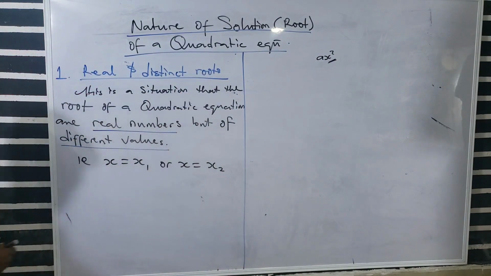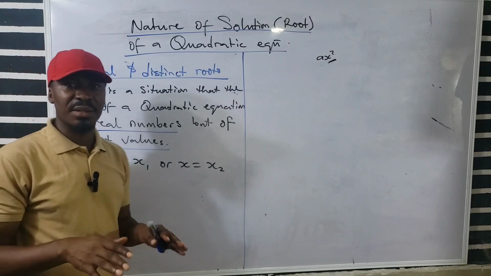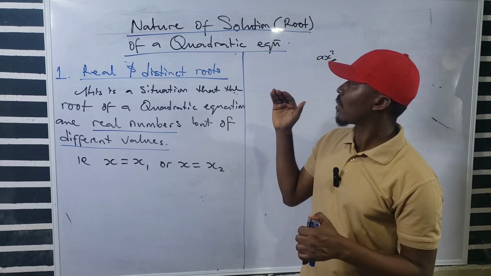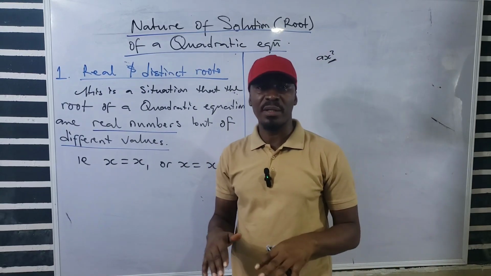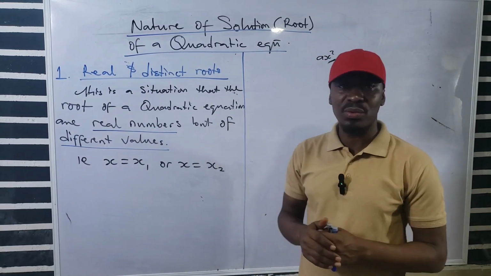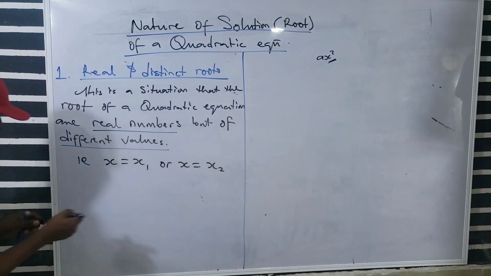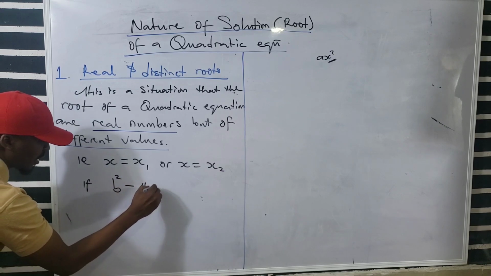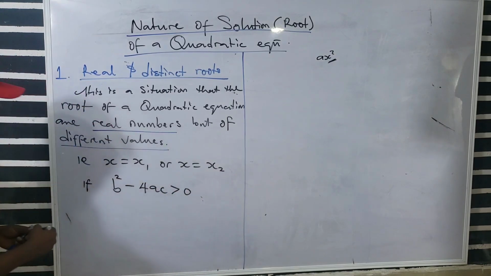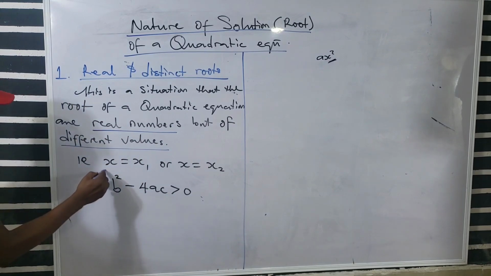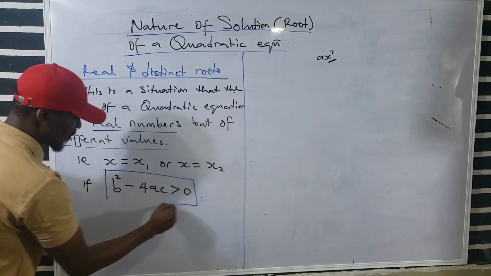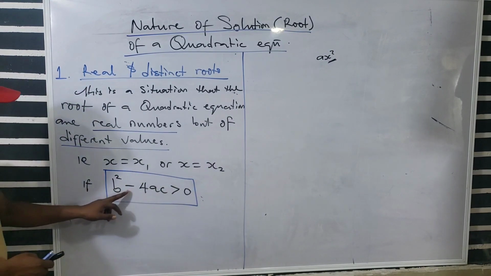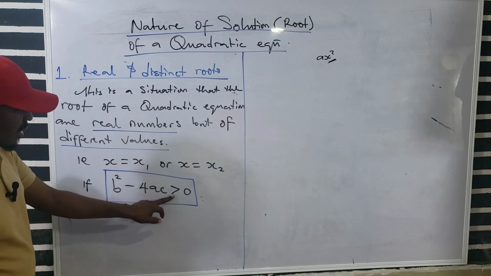Okay, we can actually find the nature of a particular quadratic equation without solving it. So how can we do that? If b squared minus 4ac is greater than 0, we say that the quadratic equation is going to give us real and distinct roots.